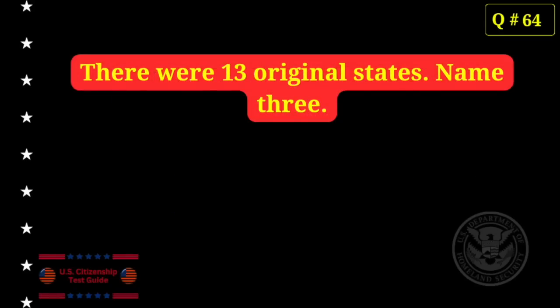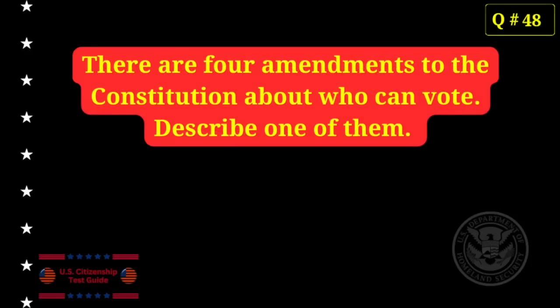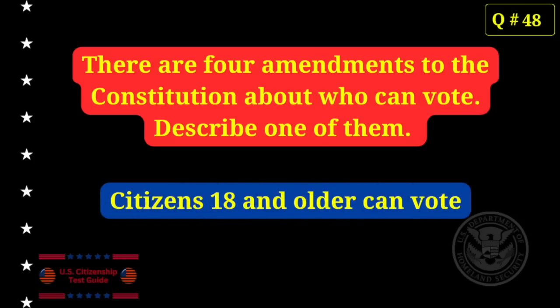There were 13 original states. Name 3. New York, New Jersey, and Pennsylvania. There are 4 amendments to the Constitution about who can vote. Describe one of them. Citizens 18 and older can vote.